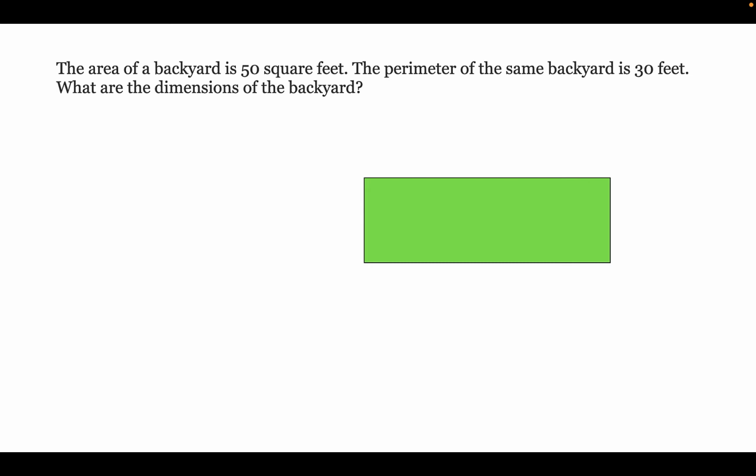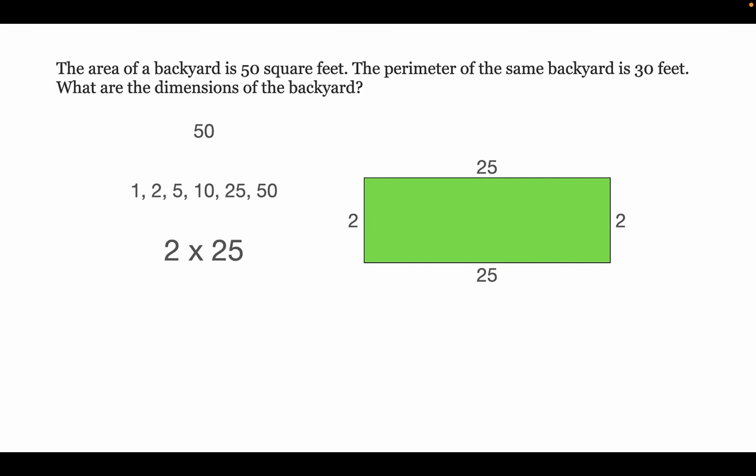We need to start this problem by taking 50 square feet and focusing on that. Area is length times width. So we need two numbers that we can multiply together to get 50. So our first step should be to factor the number 50. I got 1, 2, 5, 10, 25, and 50. Now, we need to take one of those factor pairs and start with some trial and error. So let's start with 2 times 25 and label our backyard.